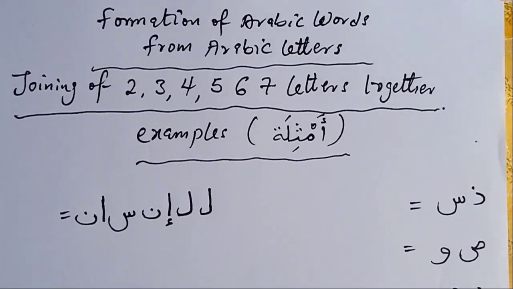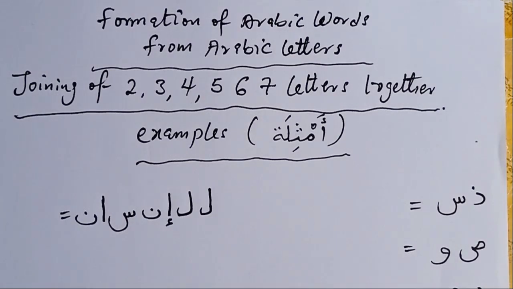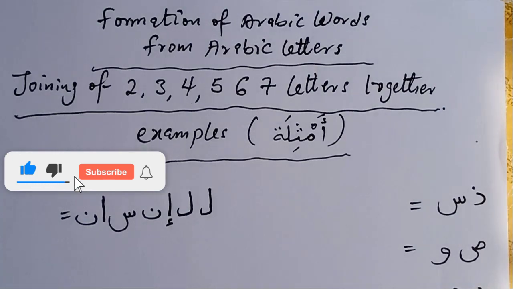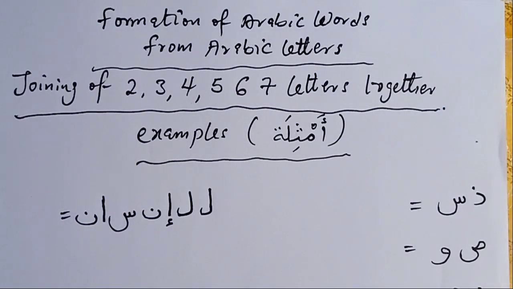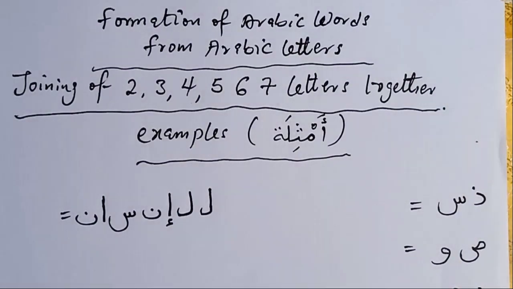So as you can see in today's topic, we are stopping the margin of the letters at seven letters, because in most cases the formation of Arabic words does not surpass 7 letters, according to research. So we are also stopping at 7 letter words.